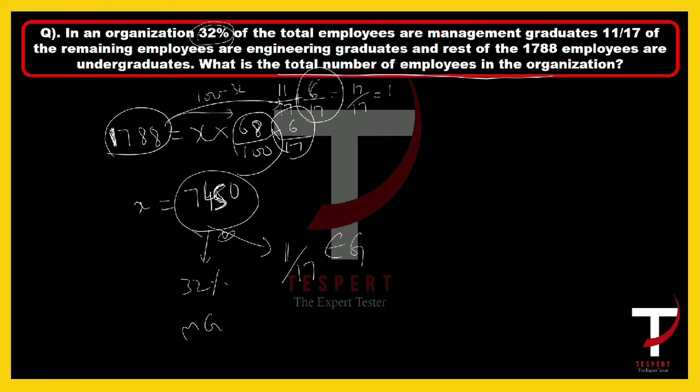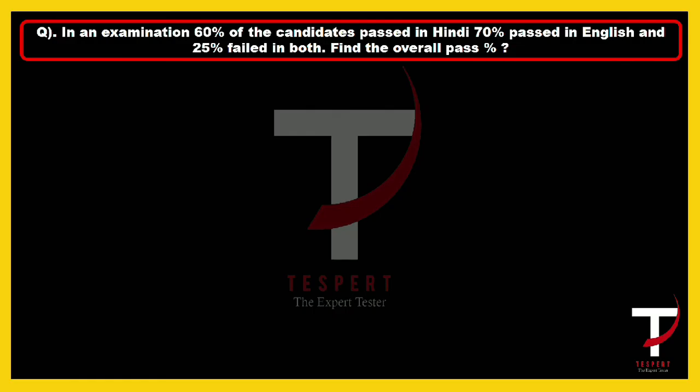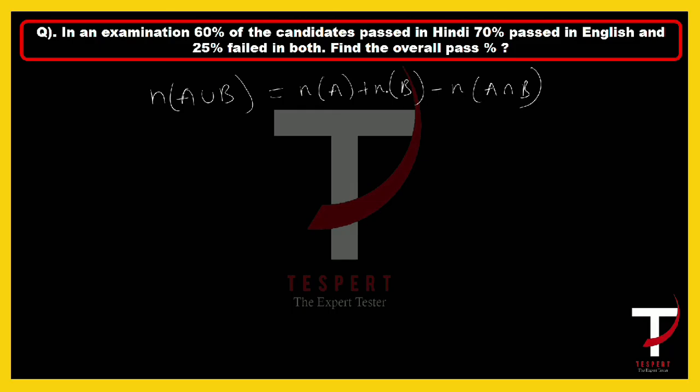In an examination, 60% of the candidates passed in Hindi, 70% passed in English, and 25% failed in both. Find the overall pass percentage. For this, we have n of A union B, which is equal to n of A plus n of B minus n of A intersection B. We will discuss all these formulas in detail in the Venn diagrams concept, but this is a basic formula. Here, intersection means the common part.